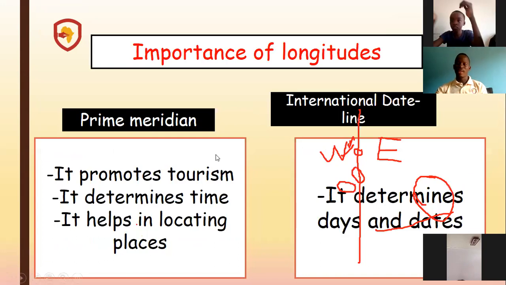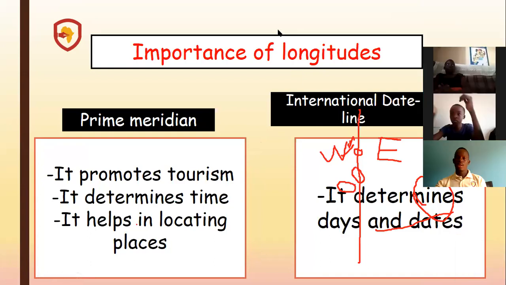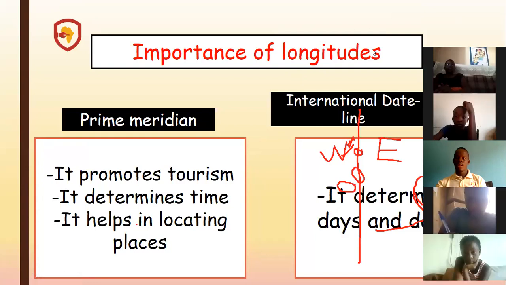Importance of the prime meridian. I want you to unmute and I choose people to read for me. Jaden, unmute and read for me number 1, number 2 and number 3. It promotes tourism. It determines time. It helps in locating places. Thank you very much, our son Jaden. You're so wonderful.